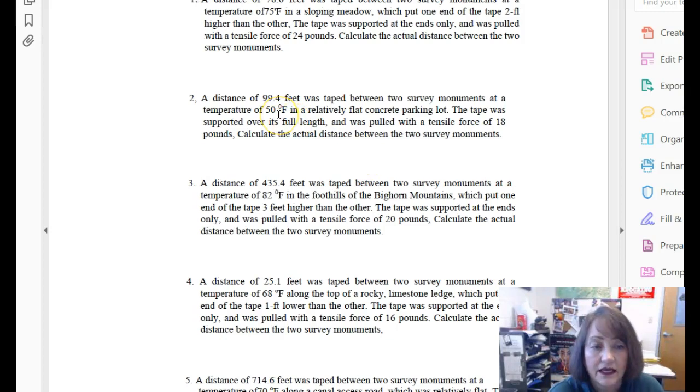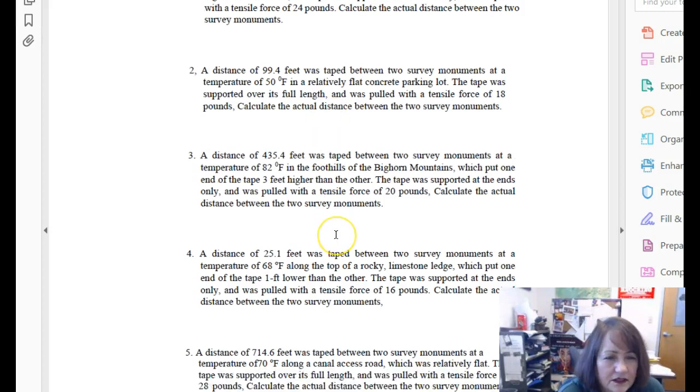Okay, continuing on, problem number 2, a distance of 99.4 feet was taped between 2 survey monuments at a temperature of 50. Here the temperature is lower, so that means the temperature will shorten the tape, right? On a relatively flat concrete park, that means that we do not have a slope correction at all. The tape was supported full over its length, no sag correction, pulled with a tensile force of 18 pounds. So that means that we're not pulling hard enough, and the pull correction also shortens the tape. So both of these shorten the tape, which means that we subtract them from the tape reading to get the actual reading.